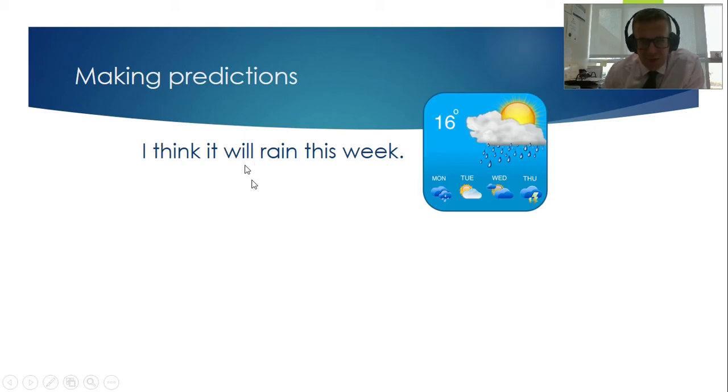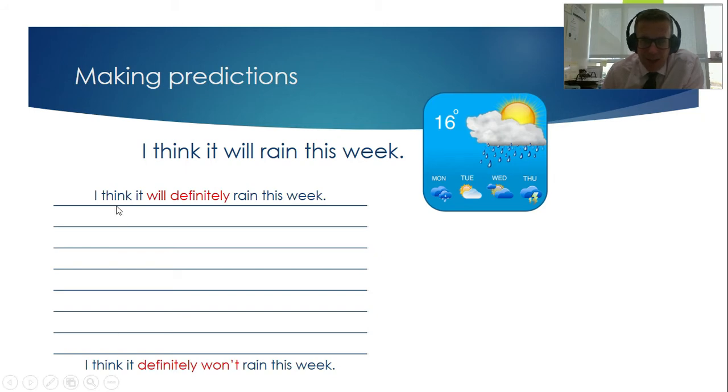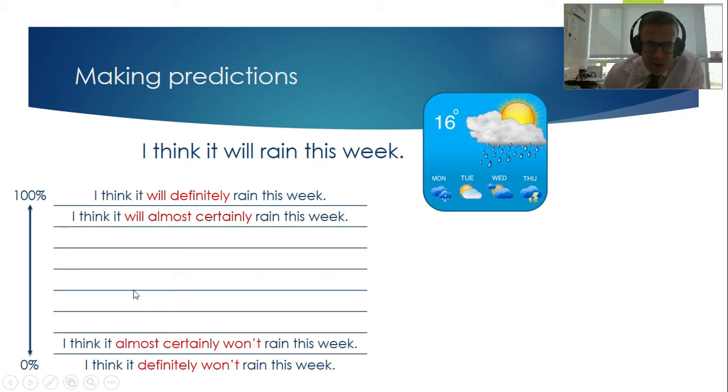Will is prediction. But there are other ways to say how much we think it will rain this week. Here's examples. I think it will definitely rain this week. I think it definitely won't rain. So in the top one, 100% sure, bottom one, 0% sure. Then we have the next top and bottom. I think it will almost certainly rain this week.